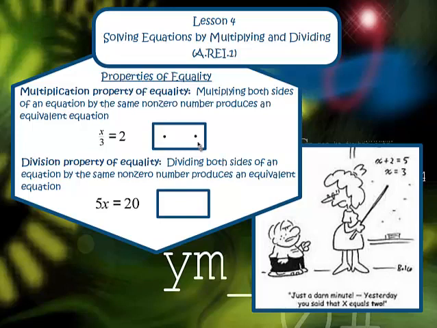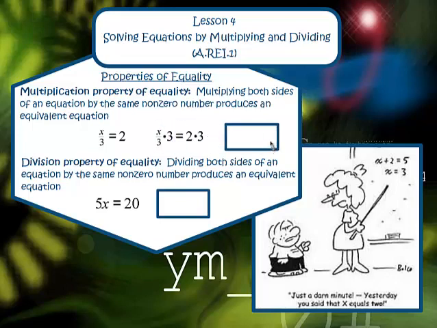Multiplying both sides of an equation by the same non-zero number produces an equivalent equation. Likewise, dividing both sides of an equation by the same non-zero number produces an equivalent equation. What does this really mean? Well, in this case I have x divided by 3 equals 2. So if I multiply both sides of this equation by the same number, say 3, I would be preserving equality.